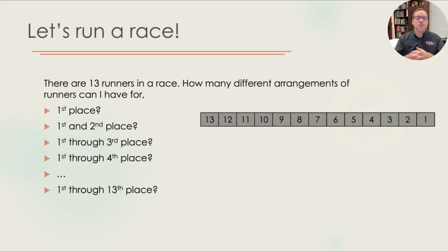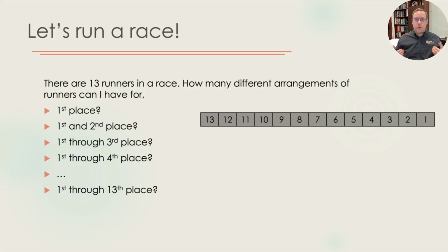How many different ways can the runners pass first through third place? Well, 13 options for first place, 12 options for second place, 11 options for third place. Multiply 13 times 12 times 11, and you've got yourself the number of different ways to finish first, second, and third place. This process continues.